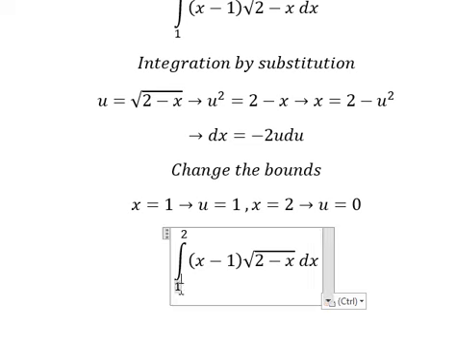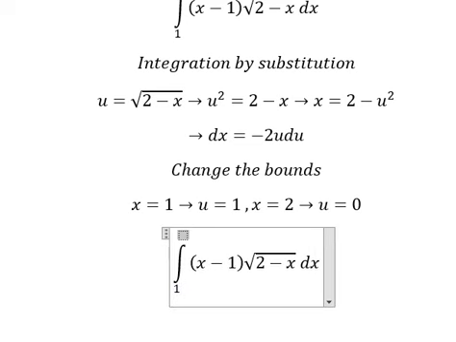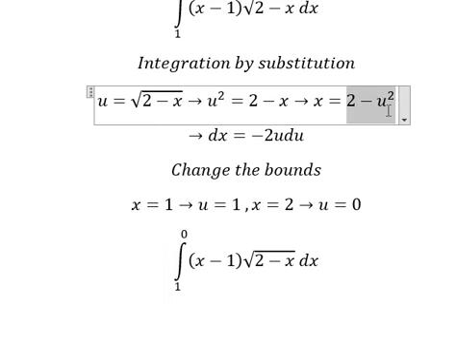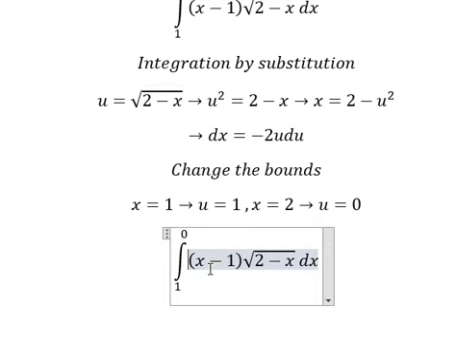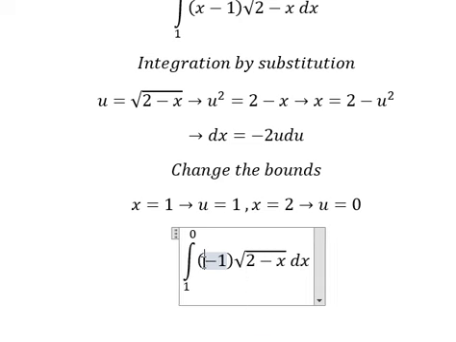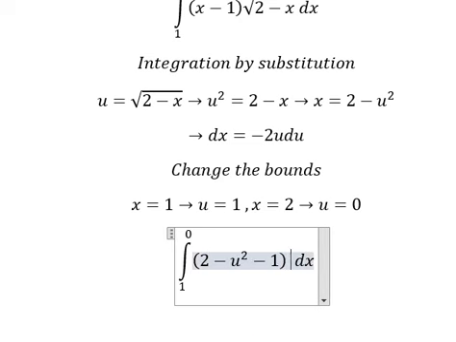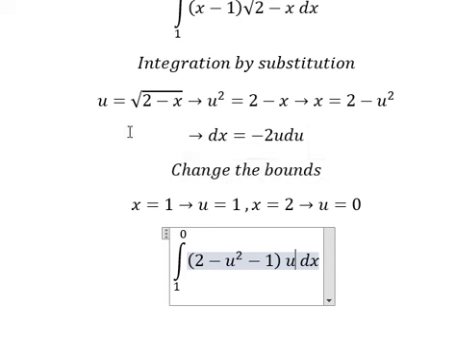So number 1 we keep the same. Number 2 we change to number 0. The s we change to 2 minus u square. The square root we change to u. The ds we change to negative 2u du.